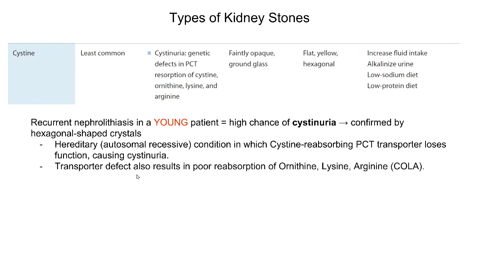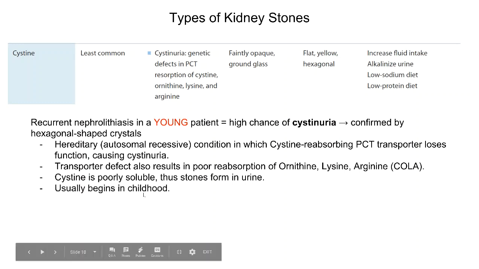So the transport defect also causes poor reabsorption of ornithine, lysine, and arginine. These are all amino acids. To remember that, we call it COLA. C stands for cysteine, O for ornithine, L for lysine, and R for arginine. And the cysteine is poorly soluble. That's why it forms stones in the urine.